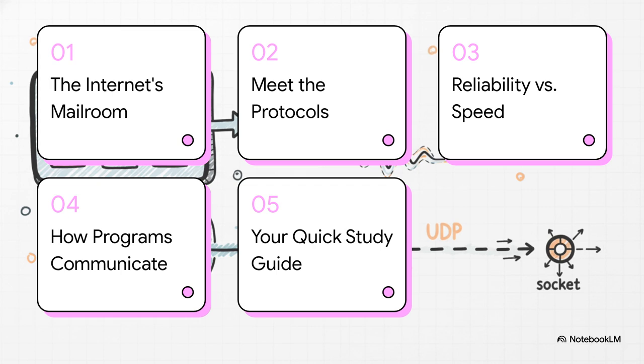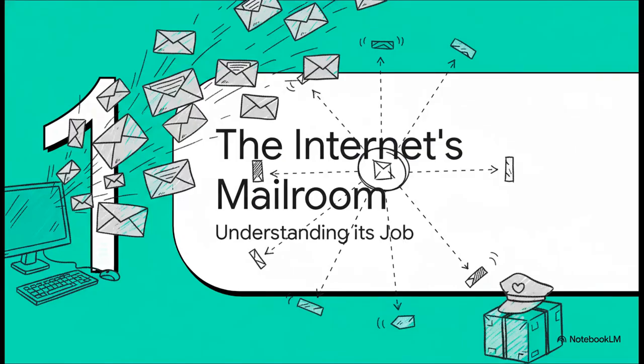So here's our game plan. We'll start with a simple way to think about it, the internet's mailroom, then we'll meet the two main protocols, check out the big debate between reliability and speed, see how programs actually talk to each other, and then we'll wrap it all up with a quick study guide. First things first, let's talk about the internet's mailroom. This is just a really great way to get a handle on what the transport layer's job really is.